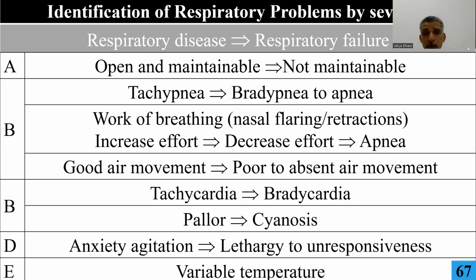In both respiratory disease and respiratory failure, we have increased work of breathing. But the effort at the beginning, when we have a respiratory disease, will be increasing. Once we get respiratory failure, the effort will decrease until we stop and get apnea. When you have a respiratory disease, we have good air movement. When you get respiratory failure, we will have poor or absent air movement.